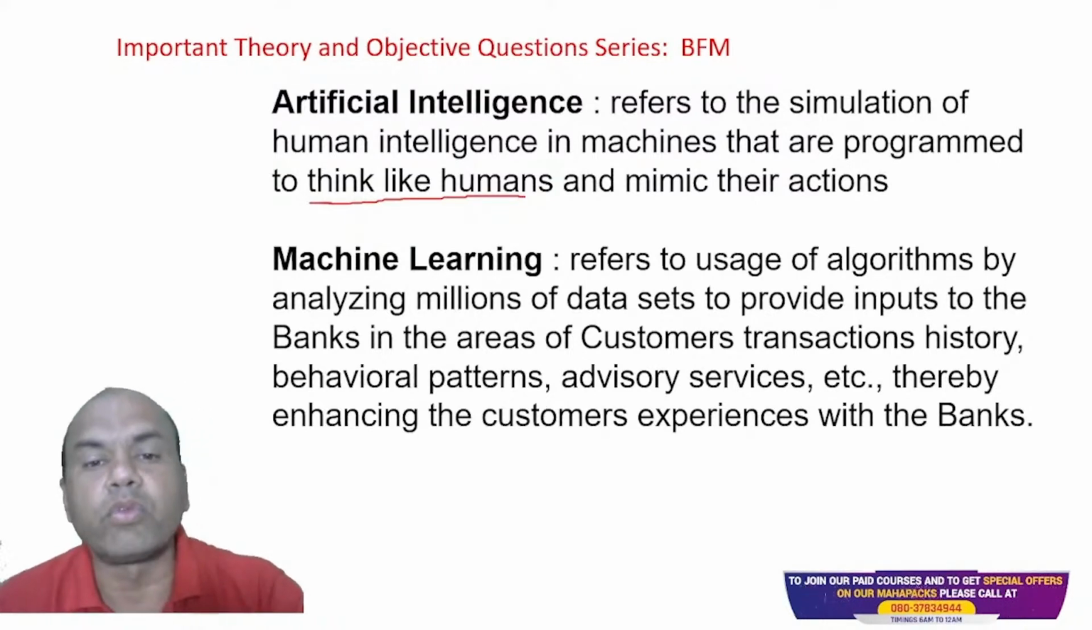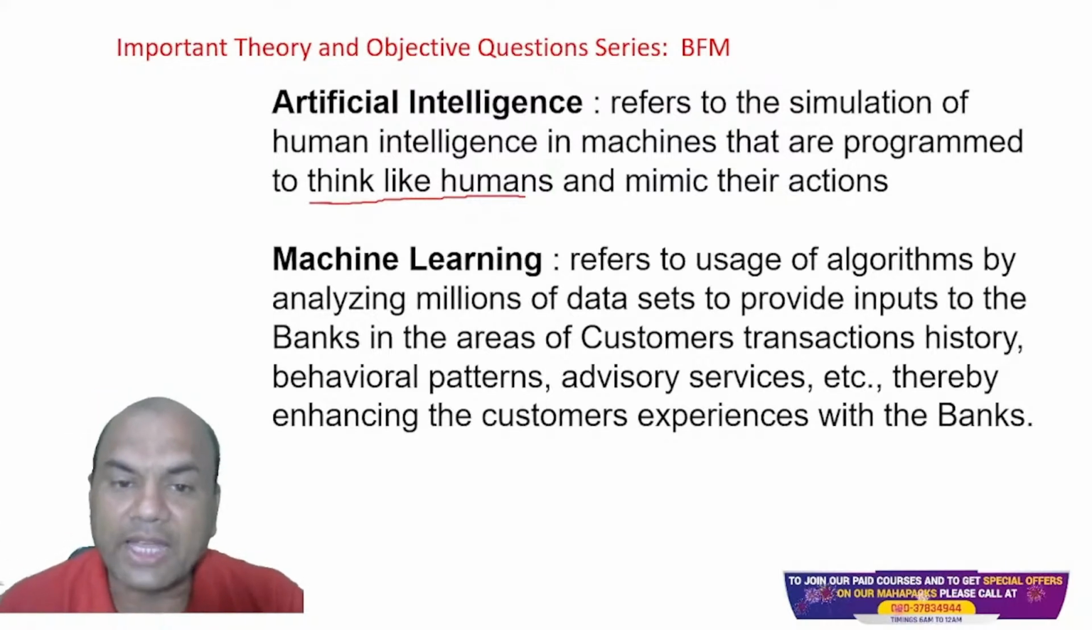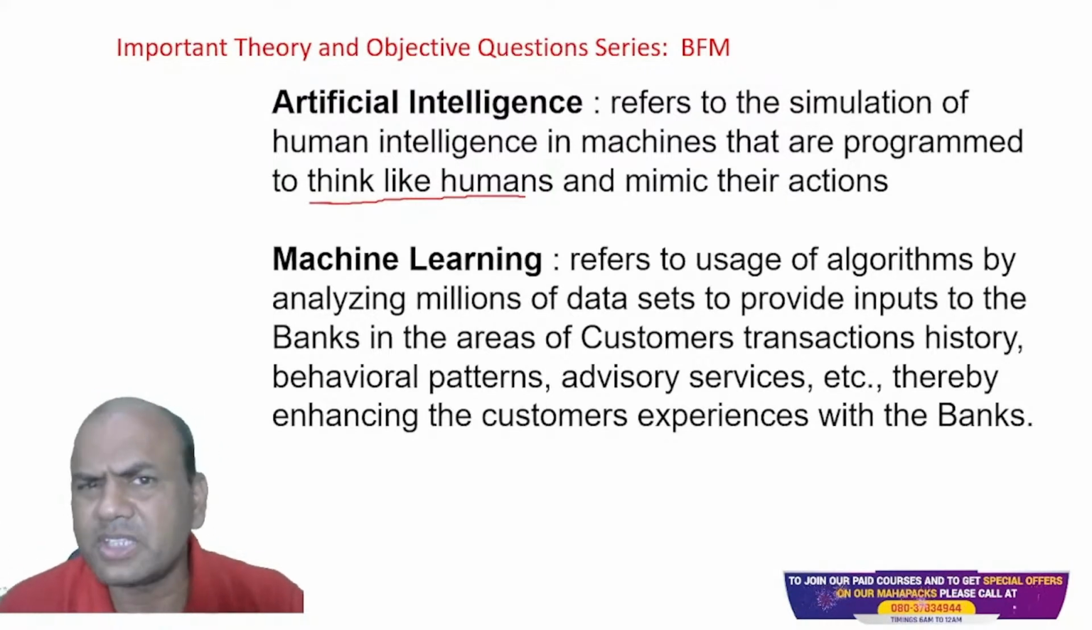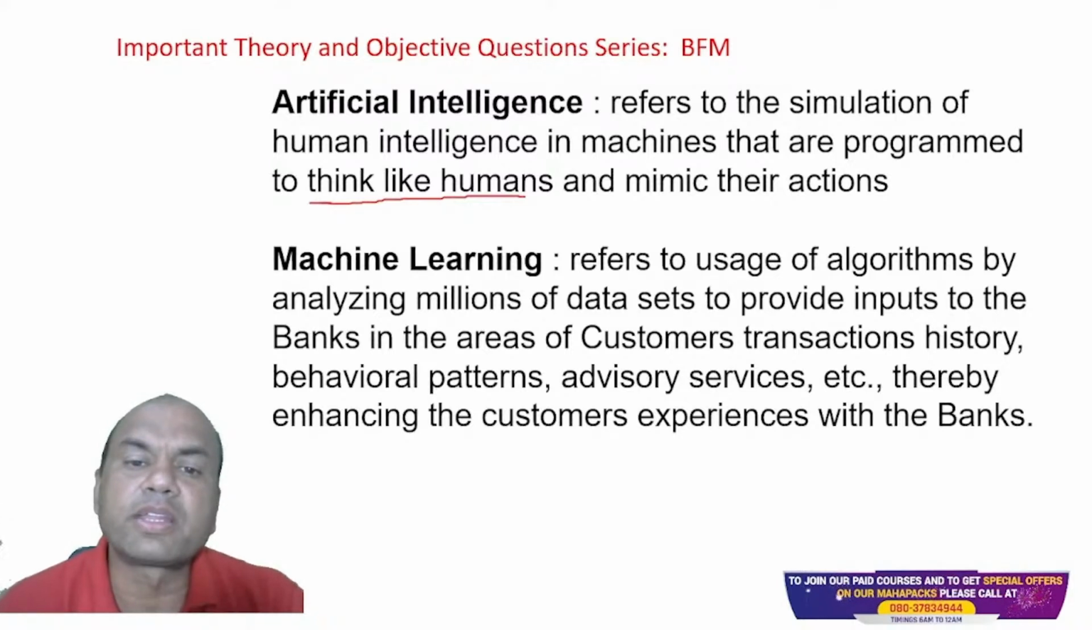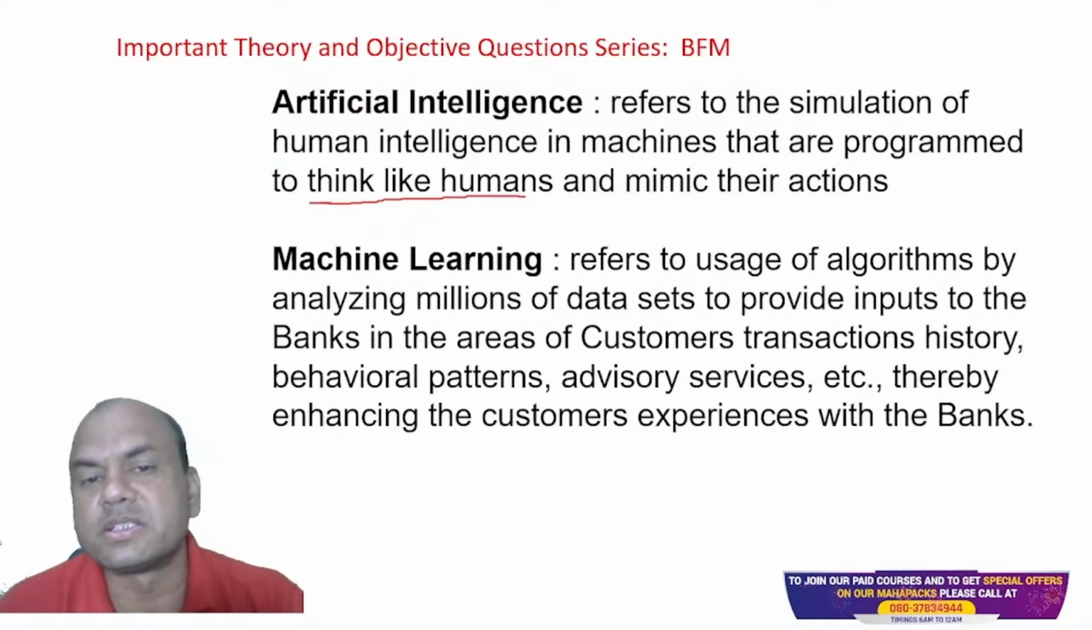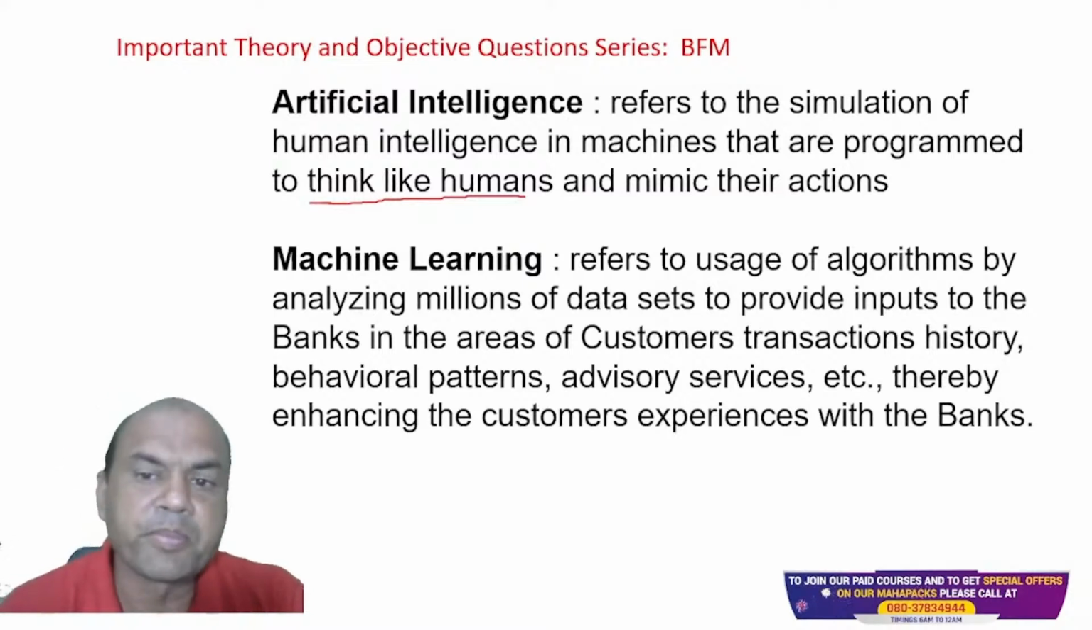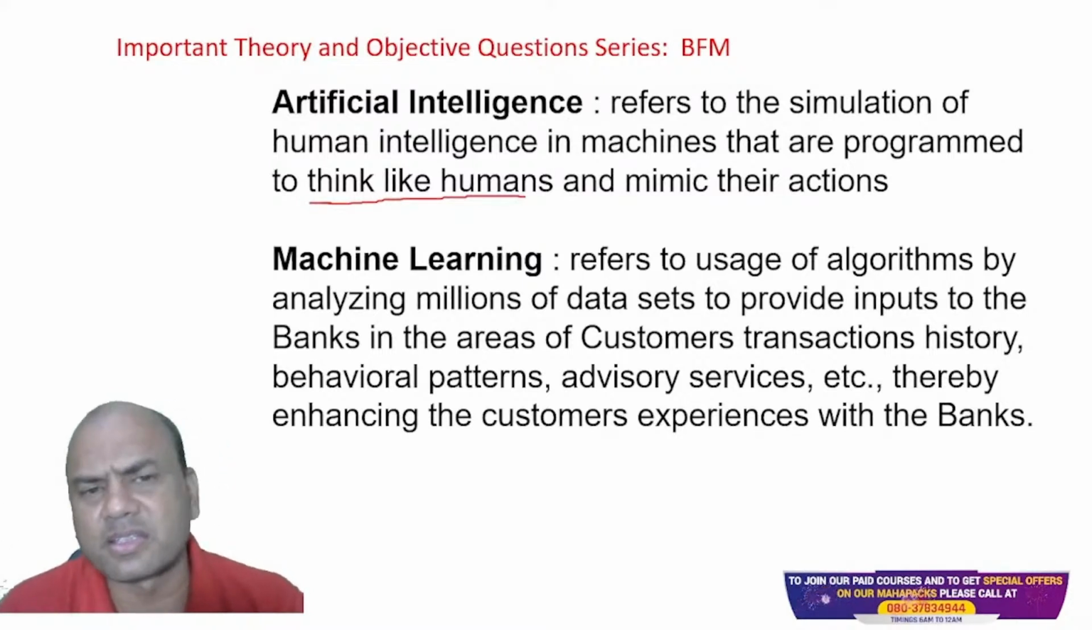Okay, so whatever is repetitive can be done by the AI. The simple thing here is, whatever is repetitive can be handled by the machines. It's that simple. And they mimic their actions. Mimic means rehearse, means do it again.